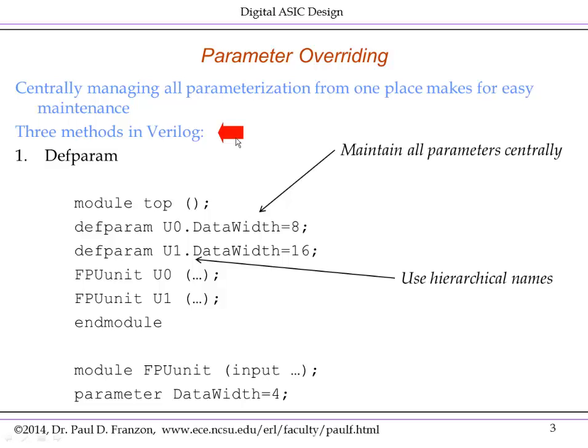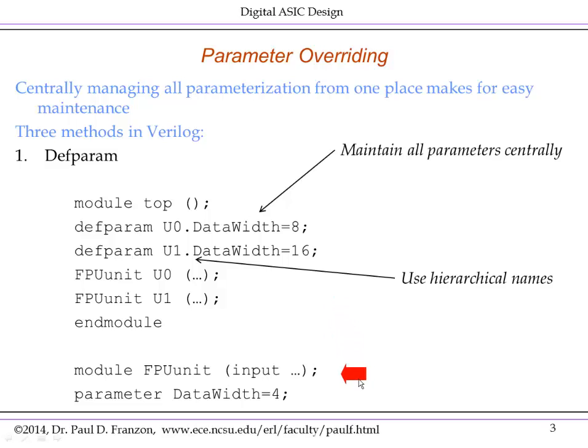There are three methods in Verilog to propagate parameter changes from a central module to the actual instance modules. The first one is defparam. What defparam does is overwrite the parameter declaration in an instance module. Notice that the parameter is referred to hierarchically, with the instance name and the parameter name in that module.